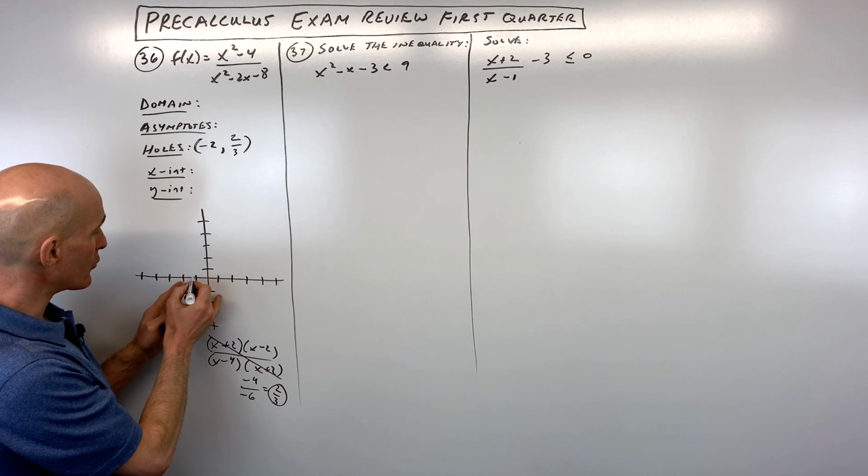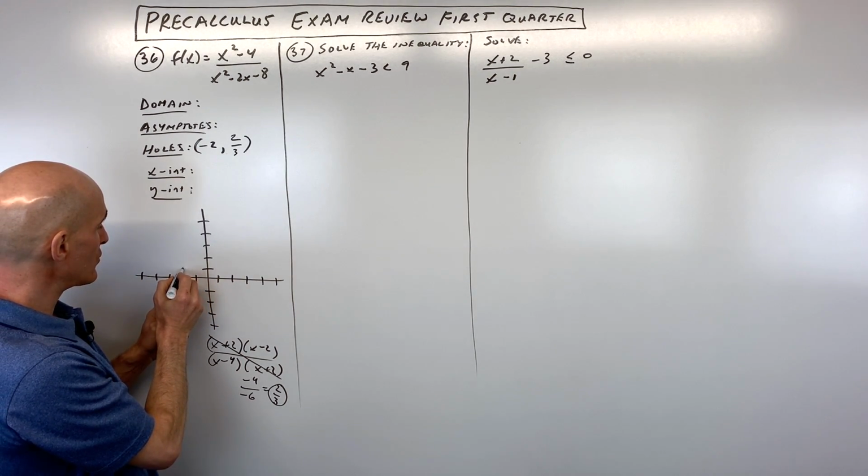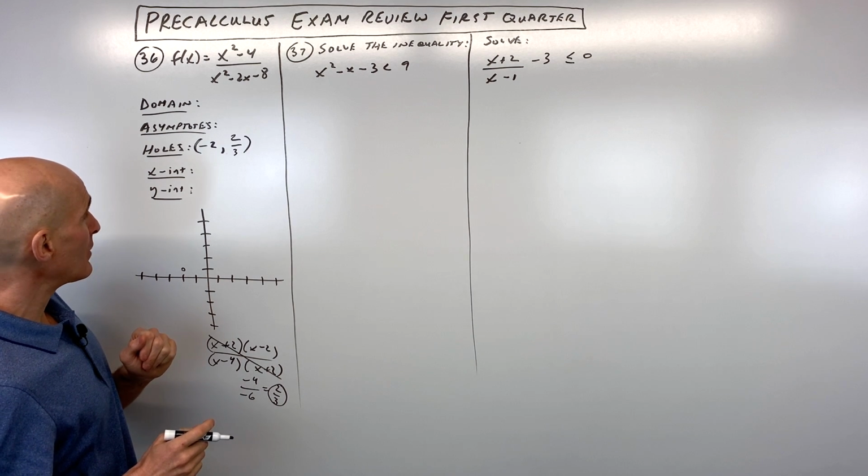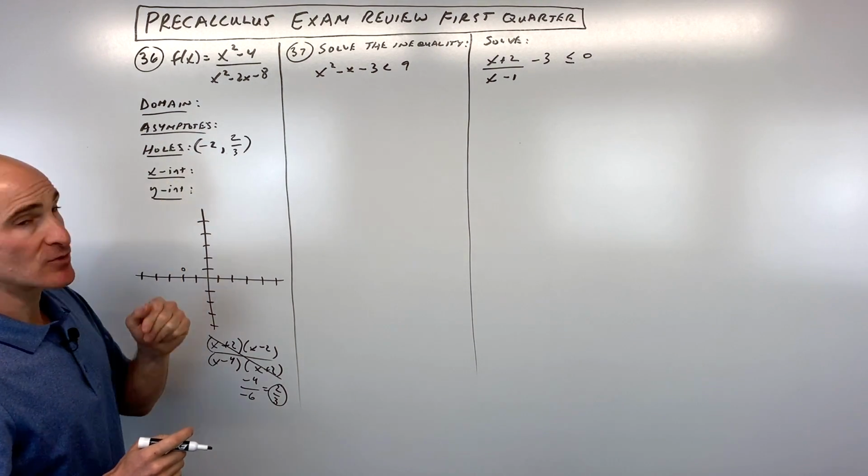So let's go ahead and plot that on our graph. -2, 2/3, that's right about there. Draw an open circle. Okay, the next thing I want to do is look at the asymptotes.